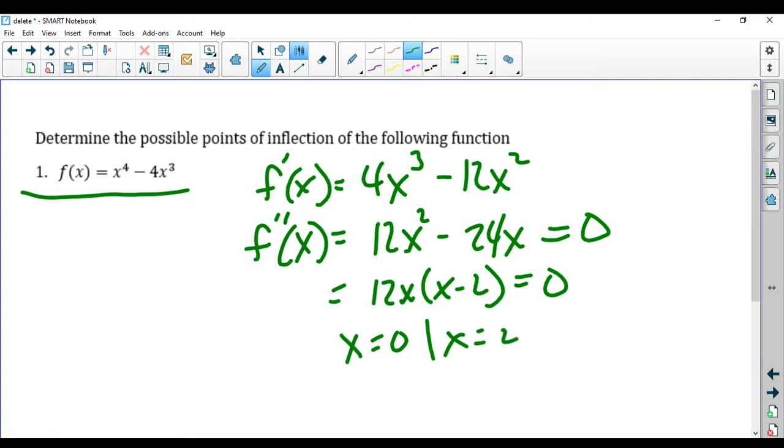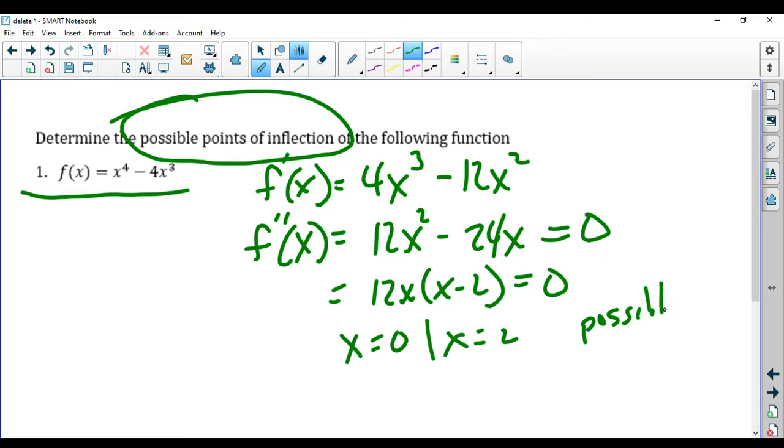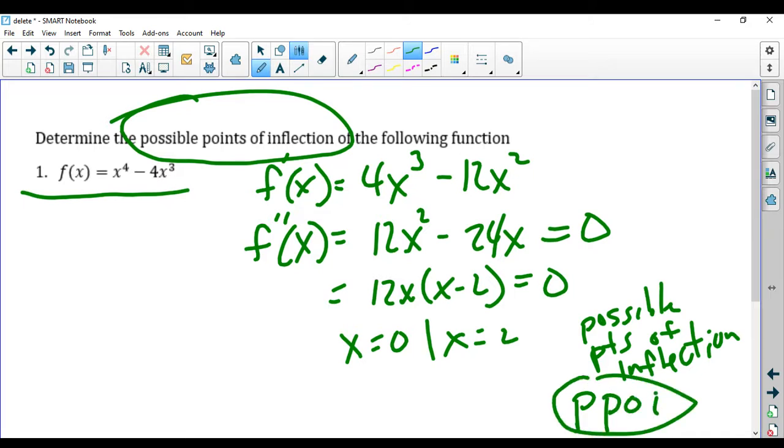And these are possibly points of inflection. So we call those possible points of inflection, or I call them, because I hate writing so much, PPOI, possible points of inflection. That's it. That's as far as we're going to go today. Tomorrow we'll talk about the actual concavity, how to figure out if it's concave up or concave down.